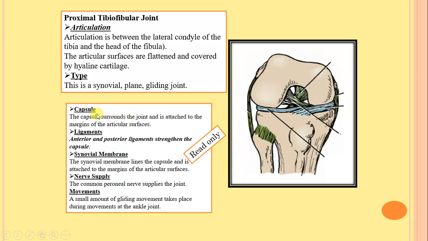So the capsule, then the strengthening ligaments, anterior and posterior ligaments strengthen the capsule, then the synovial membrane, then the nerve supply and common movements. A small amount of gliding movement takes place during the movement of the ankle joint. So it is because of the movement of the ankle joint that the gliding movement occurs. Otherwise, no specific muscle is moving this joint independently.